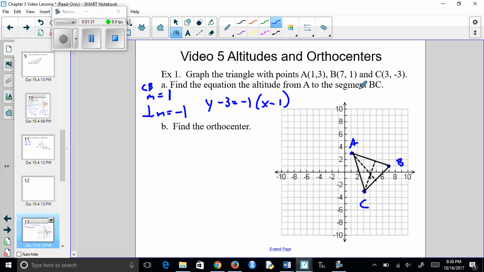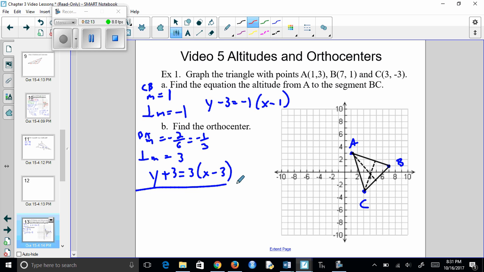Next one, let's go from C to BA. From B to A, it looks like I go from 3 down to 1, so I go down 2, and from 1 to 7, so we're going down 2 over 6, which is -1/3. So the perpendicular of that slope is going to be 3. Positive, flip it over. So now we have a 3, and now to find the equation, we know C is on that, so y minus -3. So y plus 3 is equal to 3, x minus 3.